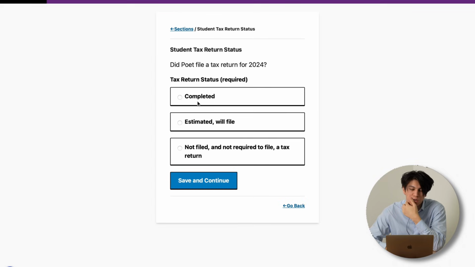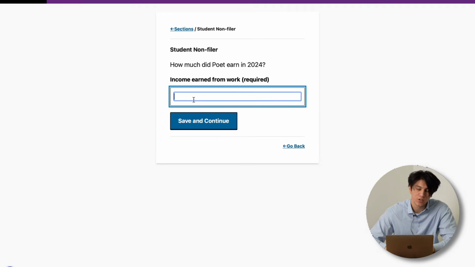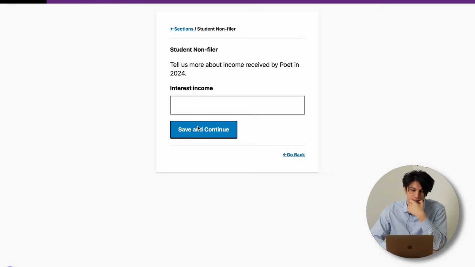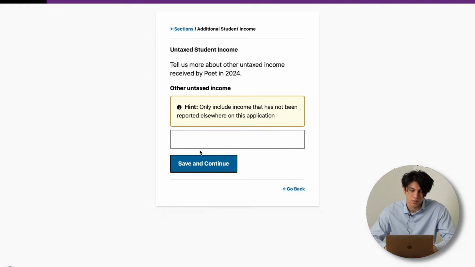Now this is asking student's income. Student never filed. Okay, how much income earned from work? Here you have to pay attention to your CSS profile. No, Common App. If you have included extracurricular activities where you earned money, you put that. If not, don't. Interest income? No. Of the student. Is this the student's one? No. Just put no here.